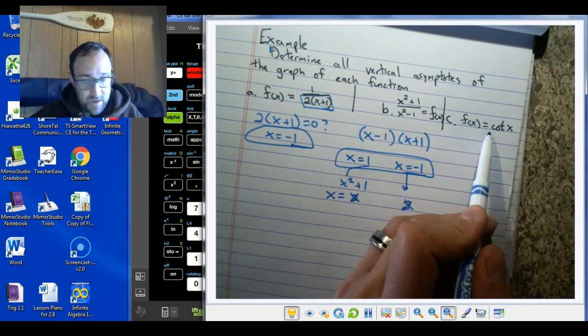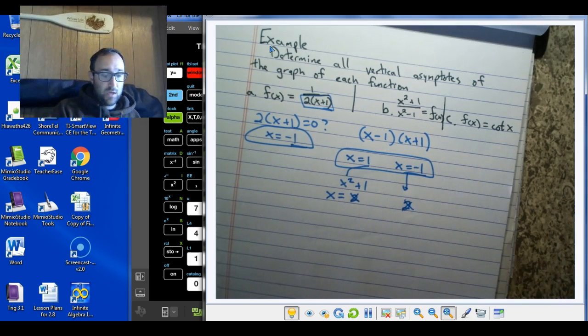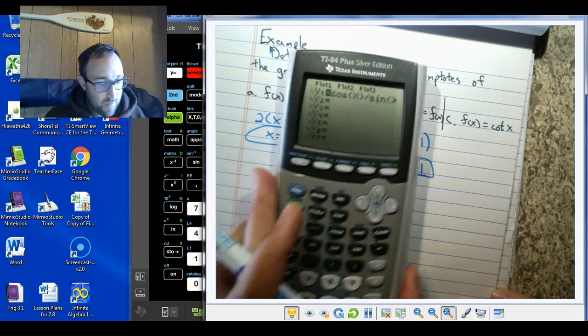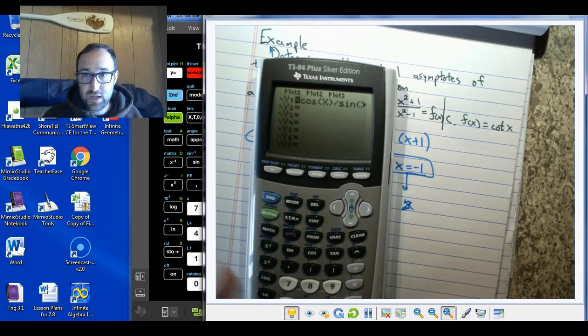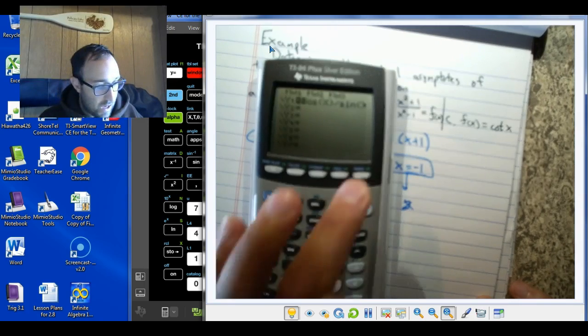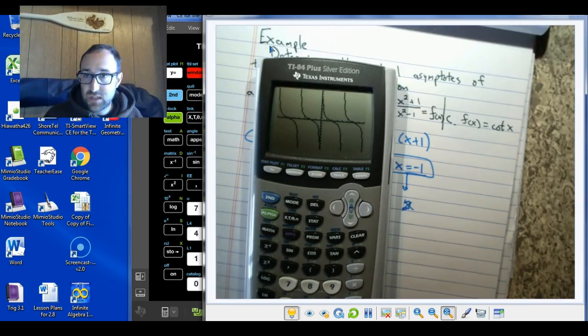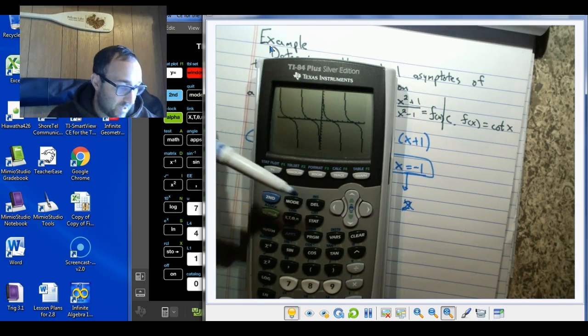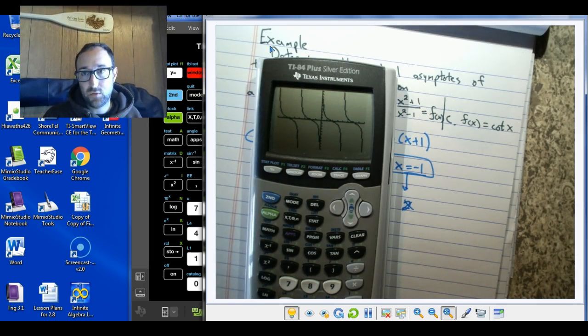And lastly, we have f of x equals cotangent of x. What I did was put it on my graphing calculator. Remember, cotangent is cosine over sine. I put that in and graphed it, and you can see that I have a lot of vertical asymptotes. There can be a lot, especially with repeating tangent and cotangent functions. They're just going to repeat.